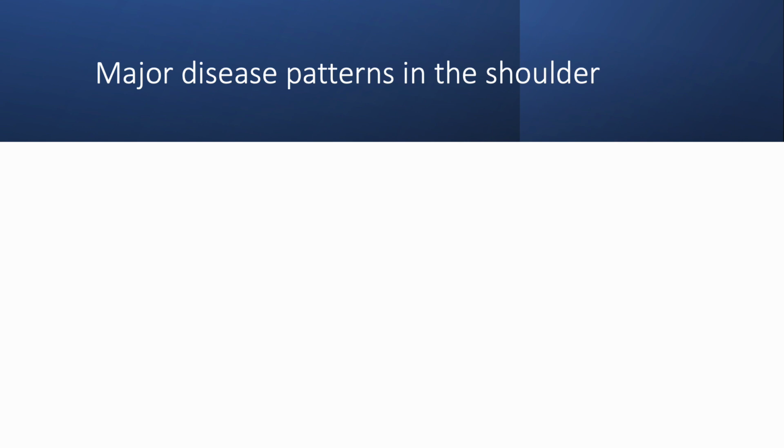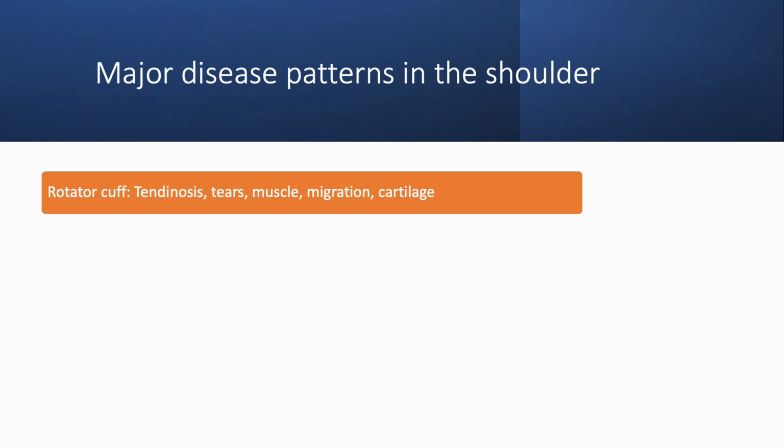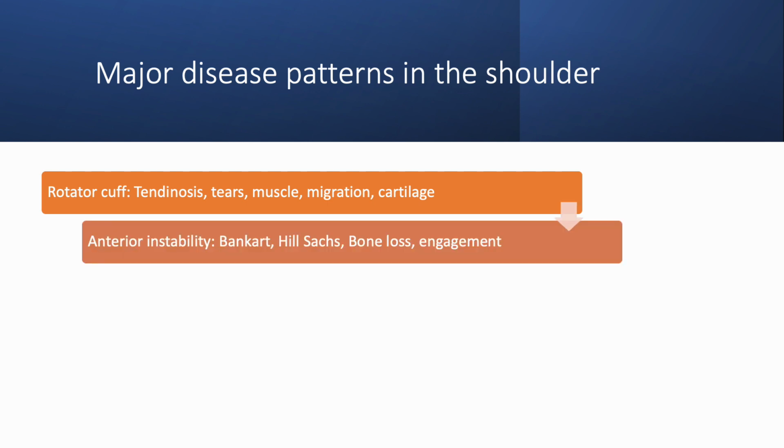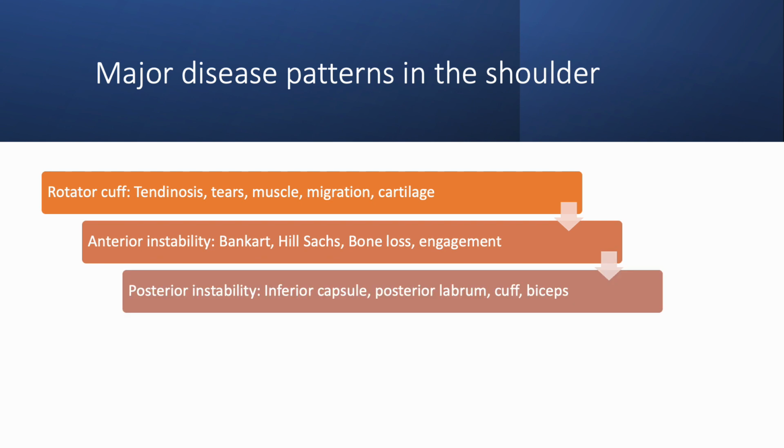So basically, the major disease patterns in the shoulder, one is in the rotator cuff. We talked about tendinosis, tears, the importance of talking about muscle volume loss versus muscle atrophy or fatty infiltration, migration of the humeral head, and the status of the cartilage. In anterior instability, we discussed the Bankart lesion, the Hill-Sachs lesion, bone loss, and the concept of engaging and non-engaging Hill-Sachs lesions in anterior instability.